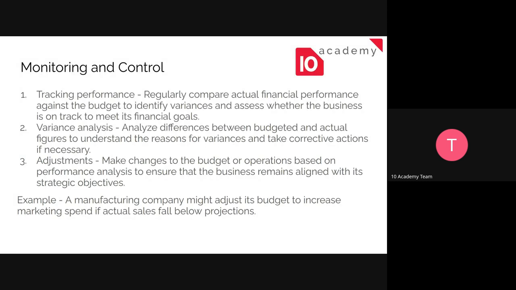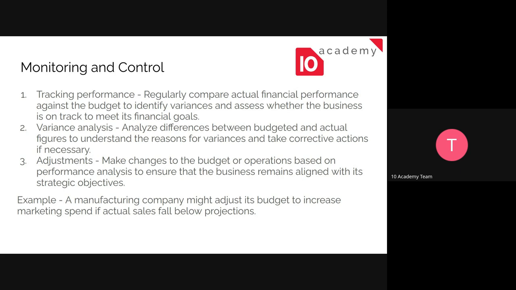So when you say monitoring and control of the project after you have created it, what does it mean? The first thing you need is tracking the performance of the project. Regularly, we have monthly meetings to compare the financial performance of the company against the budget, in order to identify any difference or variance and check if the business is on track. Variance analysis means analyzing the difference between the budget and the actual figures, and trying to understand why the variance came.